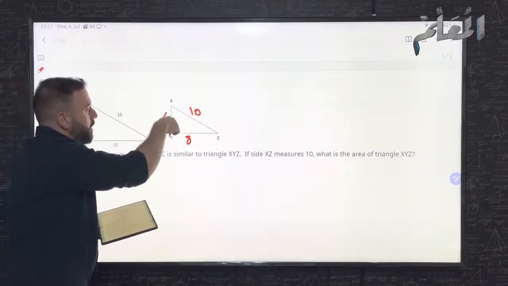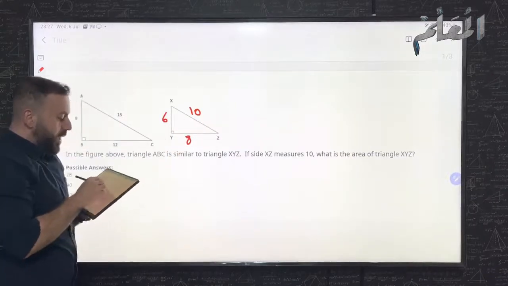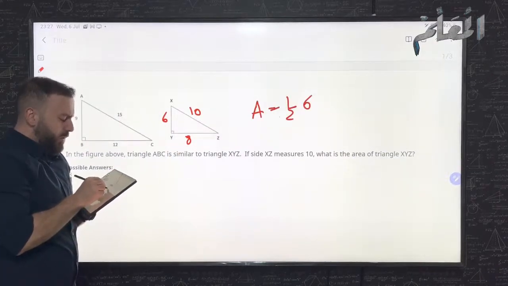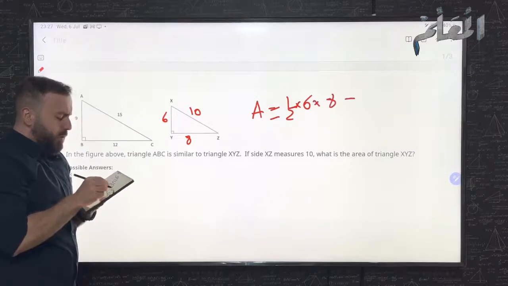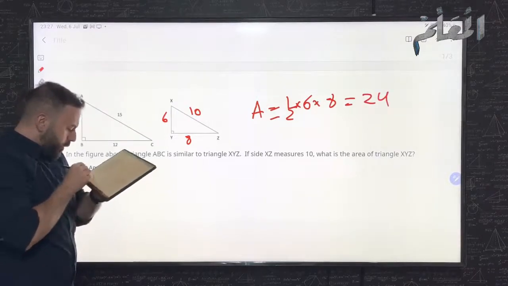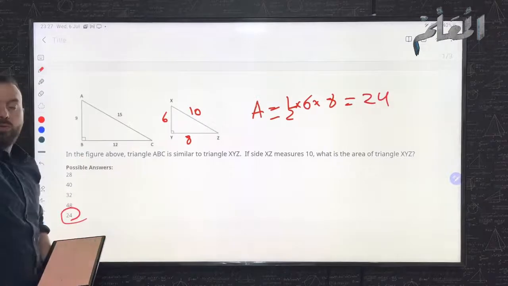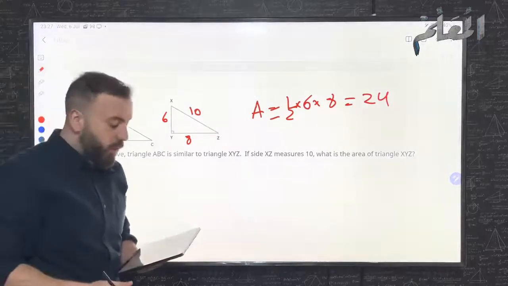So what's the area of this? This is the base and this is the height. So in this case, the area is equal to half times 6 times 8, which means how much? 24. That's the answer, which is 24. Okay? Thank you for watching.